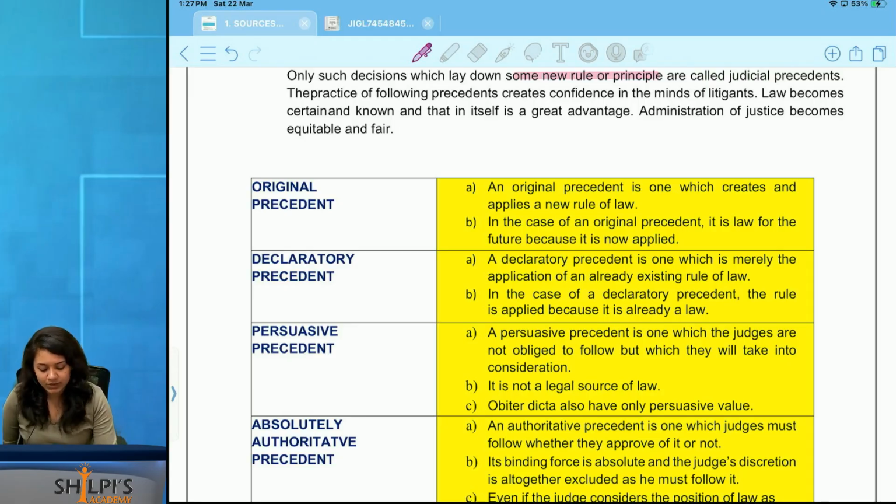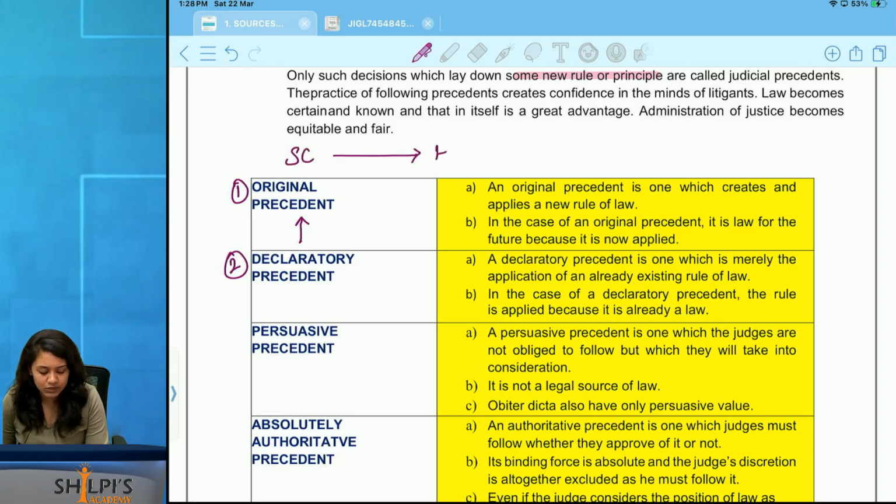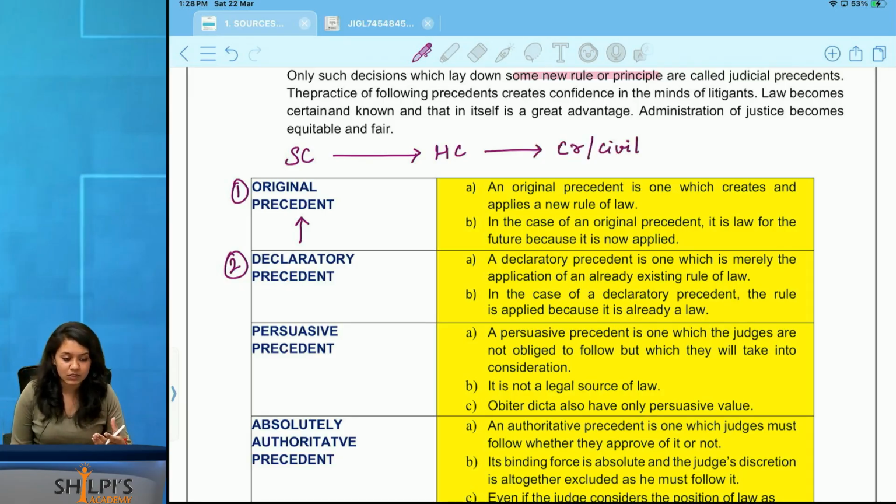A declaratory precedent is one which merely reiterates the original precedent, because the concept of precedent works in such a way wherein the lower courts have to follow the decisions of the higher court. There is no choice given over here, because this is how the rule of law is implemented in our country. When the Supreme Court gives a decision, it is compulsorily followed by all the lower courts, that is the high courts of each state and the criminal as well as civil courts. If a high court gives a decision, it is to be followed by all the criminal and civil courts.